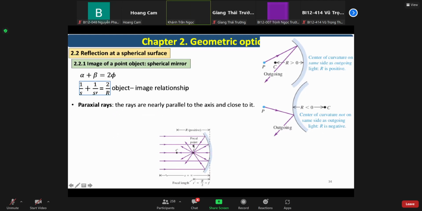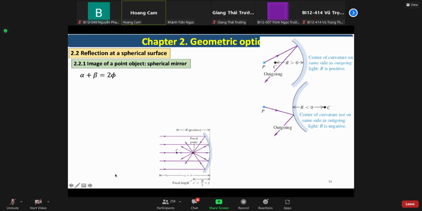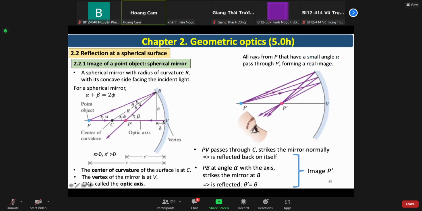Excuse me, can you go back to the last slide? I just wanted to catch up. What are the angles alpha and beta? Okay, we come back here. Here is the angle alpha, the angle between the optic axis and the incident ray. And here is the angle beta.